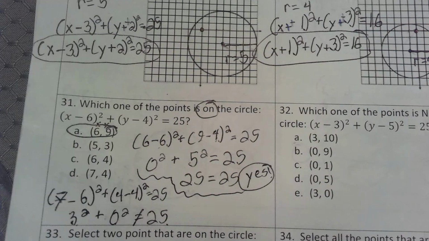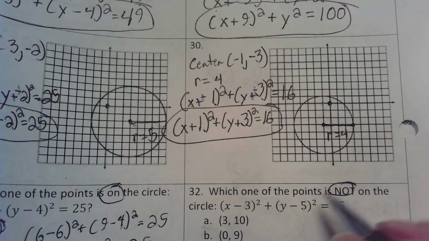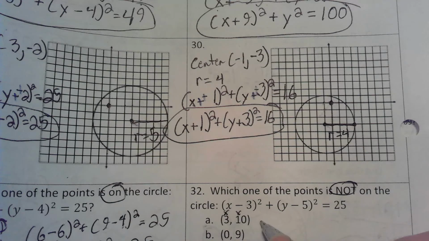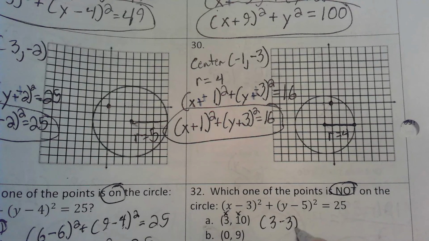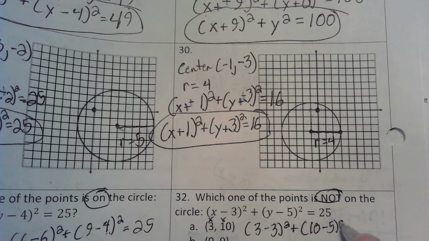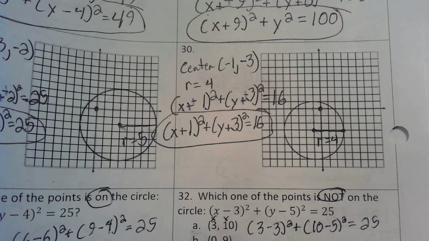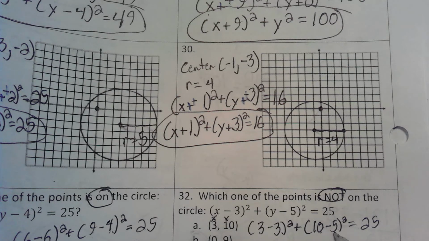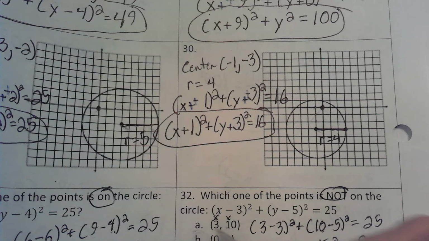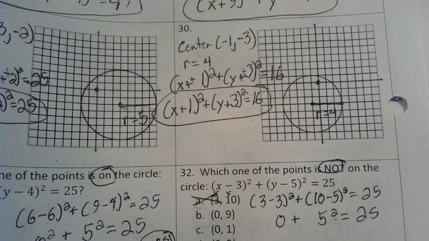Which of the points is not on the circle? So we're doing how we did over there. I substituted in, so this is x and this is y. So 3 minus 3 plus 10 minus 5. That would be 0, and that would be 5 squared. 5 squared is equal to 25, so that's a yes. So this is a no, because it says not on the circle, so make sure you're reading these carefully.